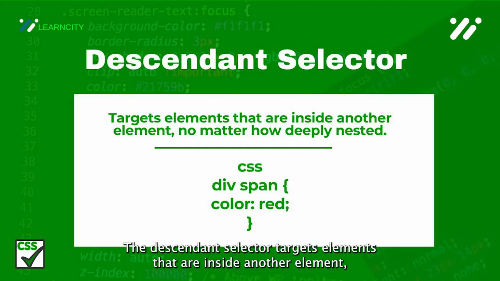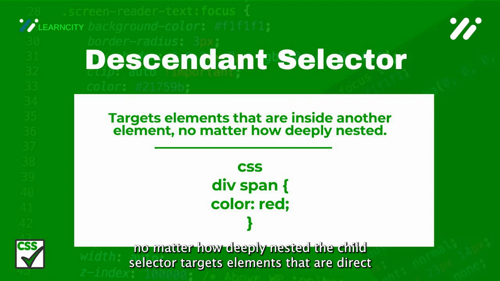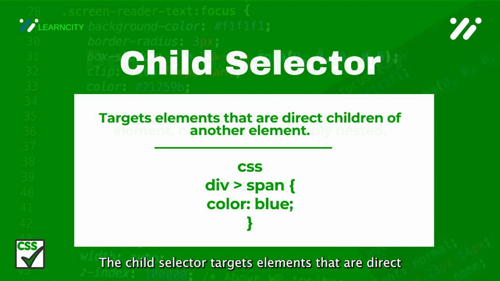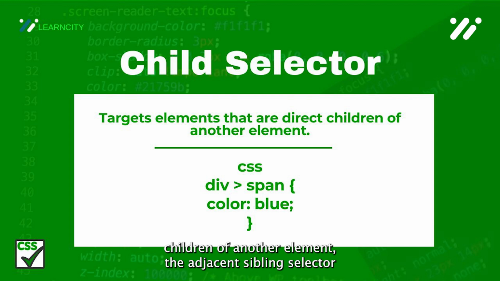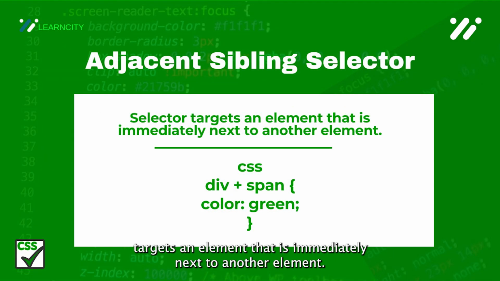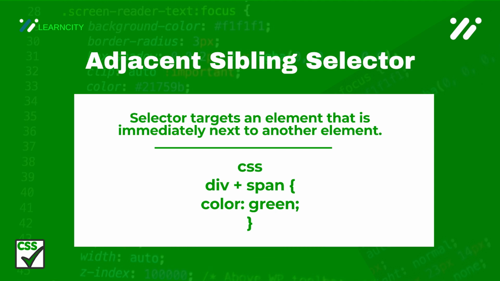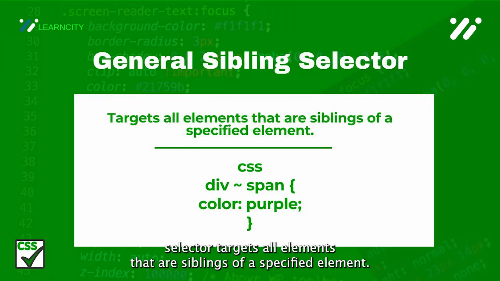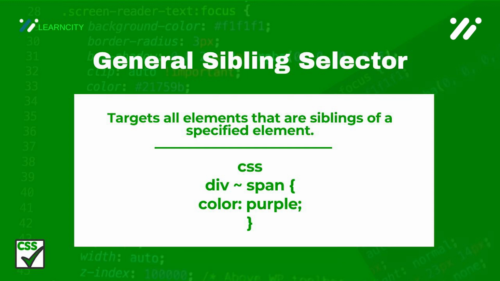The descendant selector targets elements that are inside another element, no matter how deeply nested. The child selector targets elements that are direct children of another element. The adjacent sibling selector targets an element that is immediately next to another element. The general sibling selector targets all elements that are siblings of a specified element.